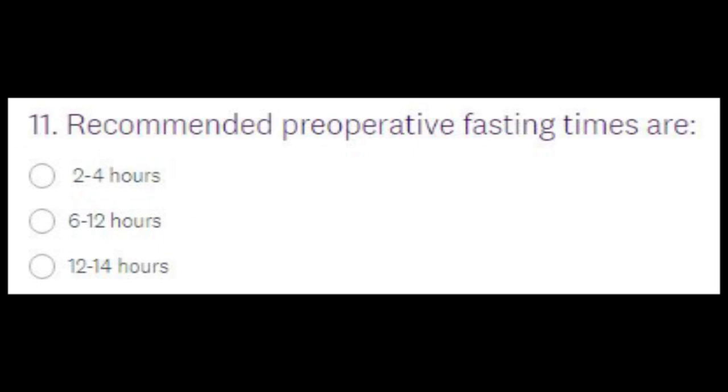Next question, recommended pre-operative fasting times are option A, 2 to 4 hours, option B, 6 to 12 hours, and option C, 12 to 14 hours. 6 to 12 hours, that is option B is the right answer.